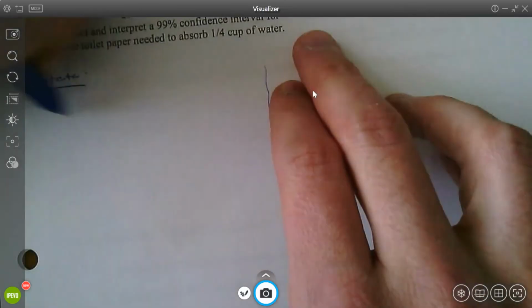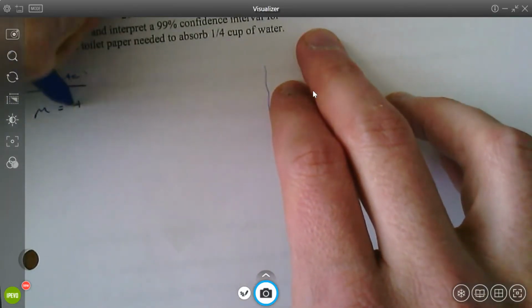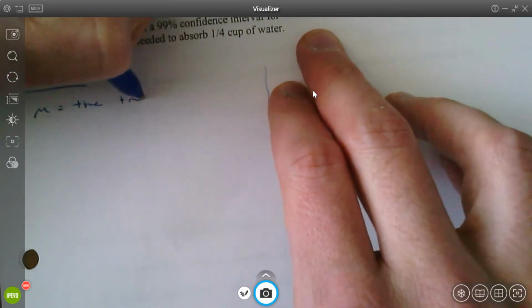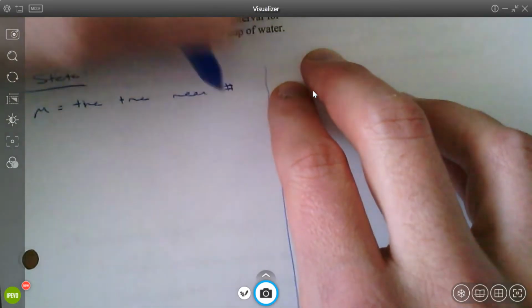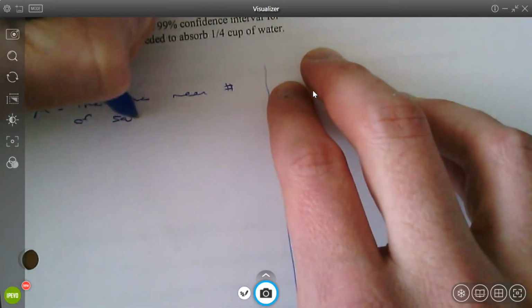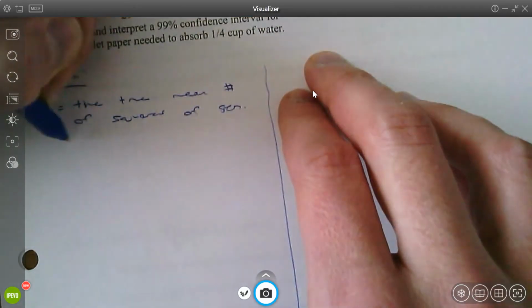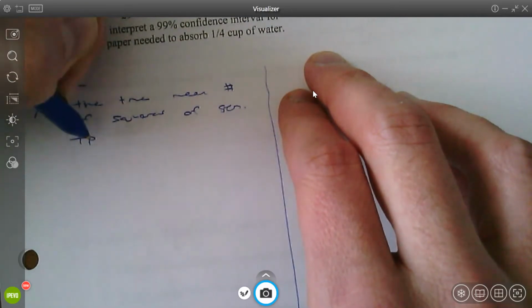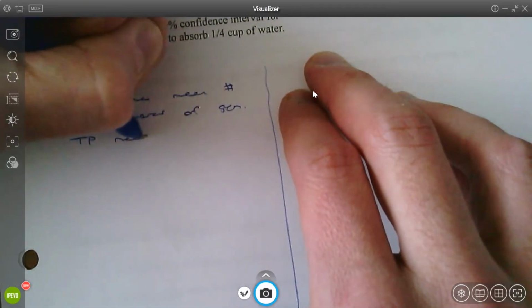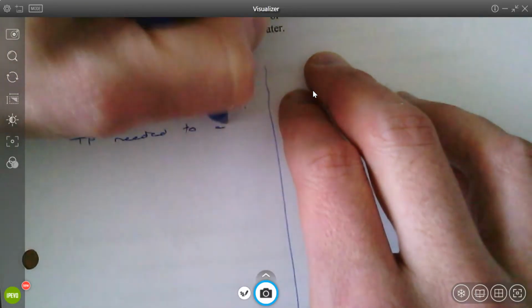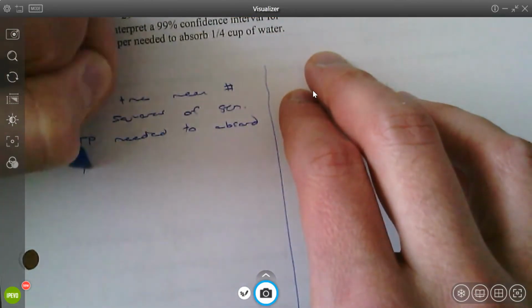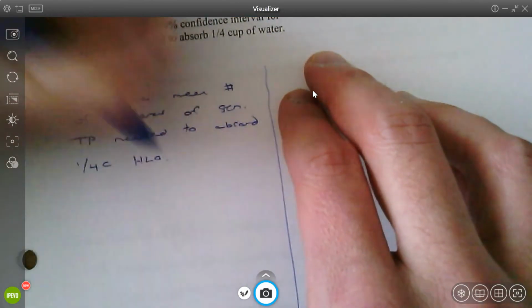State. So mu equals the true mean number of squares of generic toilet paper needed to absorb 1/4 cup water.